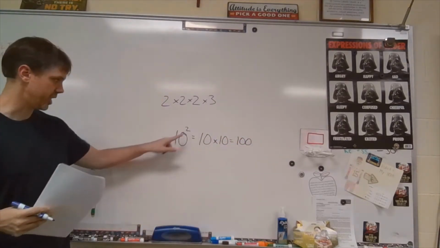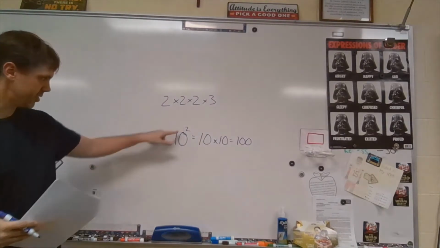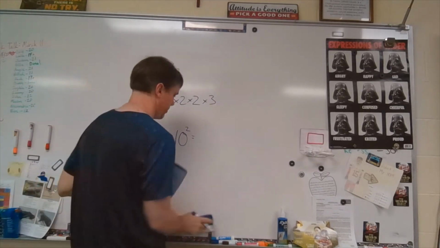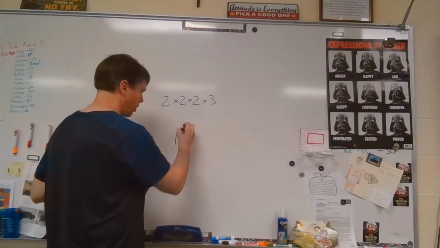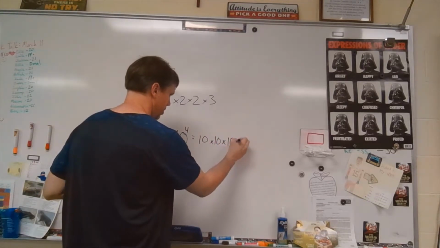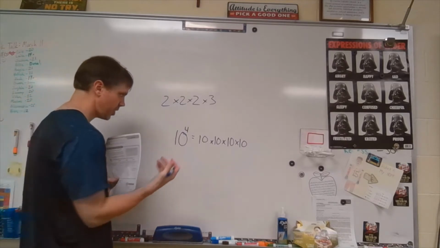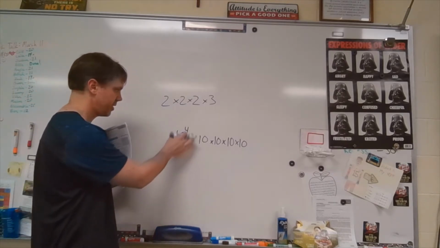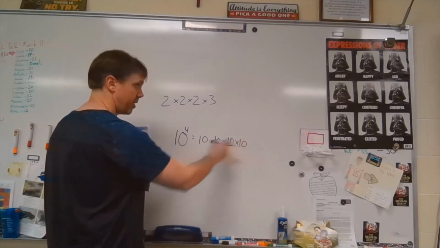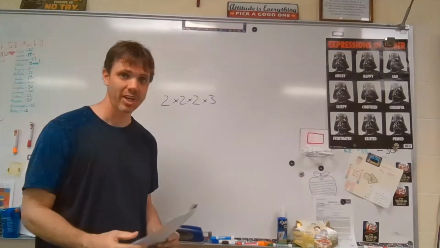Okay, so this exponent is just, hey, multiply this number times itself this many times. So 10 to the power of 2 is 10 times 10. If it was 10 to the power of 4, then it'd be 10 times 10 times 10 times 10, okay? Which happens to be 10,000. So this is a way of simplifying this, right? Rather than writing out all of this 10 times 10 times 10 times 10, you can just do 10 to the power of 4.